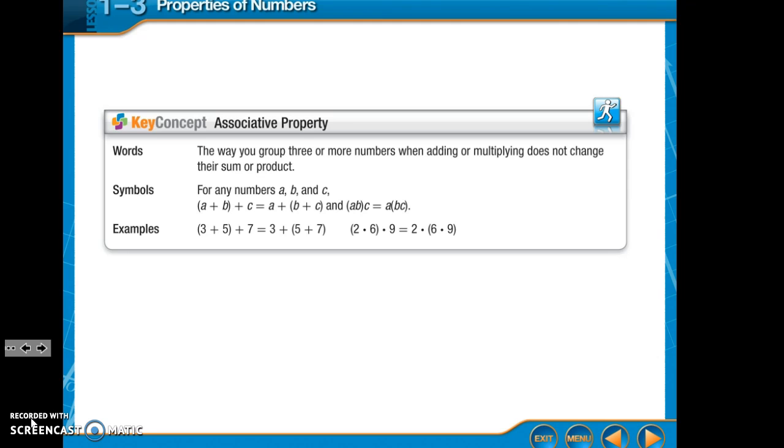In addition, we have A plus B in parentheses plus C, and that equals A plus B and C grouped in parentheses. For multiplication, we have AB in parentheses times C equals A times B and C in parentheses. In an addition example, 3 plus 5 plus 7 is the same as 3 plus the sum of 5 plus 7. It doesn't matter which ones we add first, it still comes out the same, and same with multiplication.